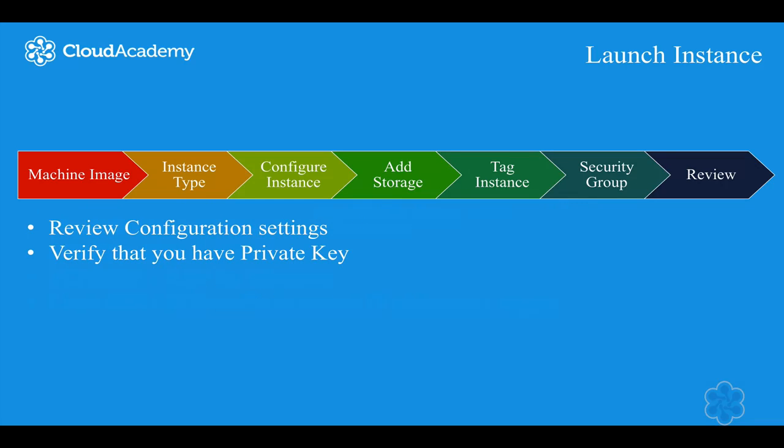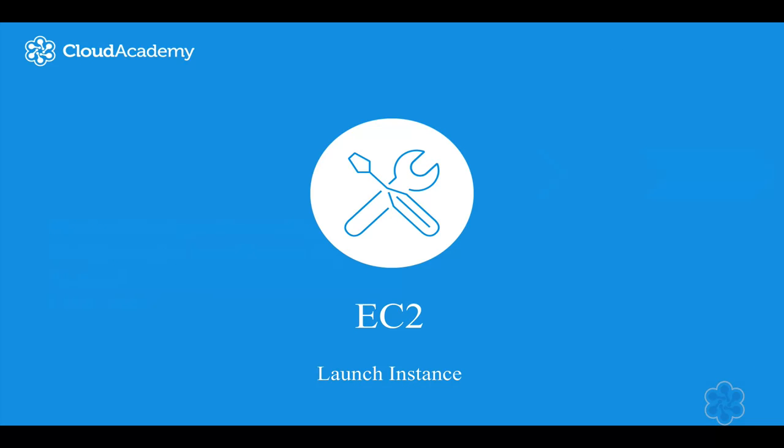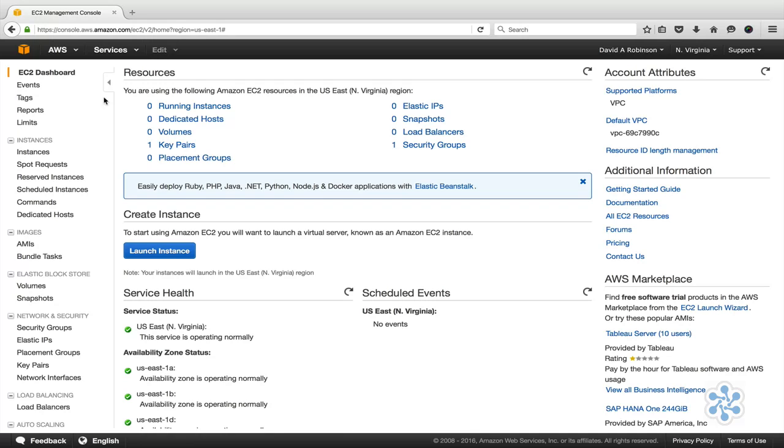Step 7. Review instance launch. This is the final step, and from where you can review all the settings that you have previously configured and then launch the instance and verify that you have access to a key pair so that you will be able to log into the server. Now that you understand the steps, let's jump in and create our first instance.